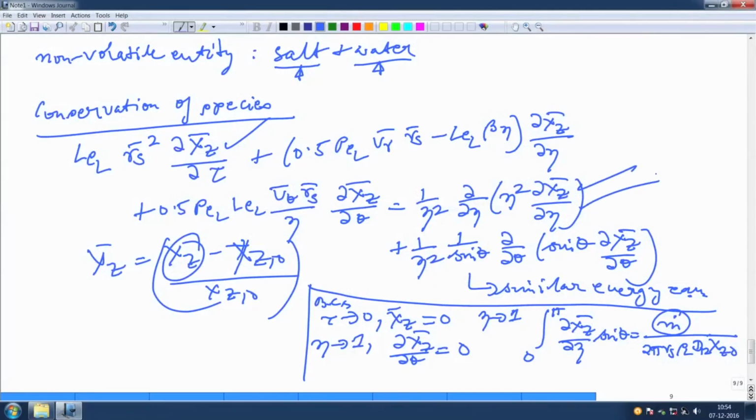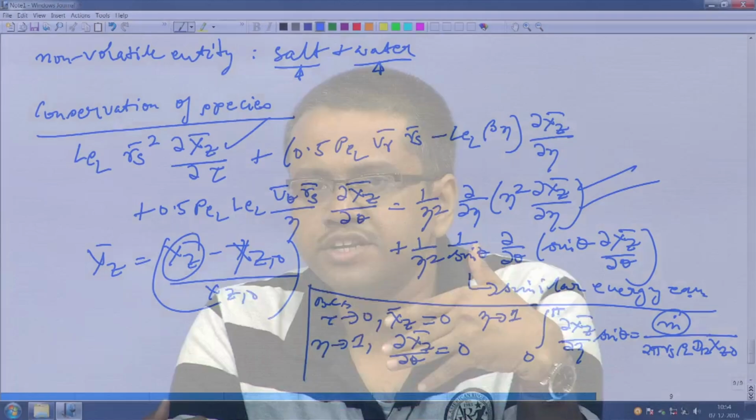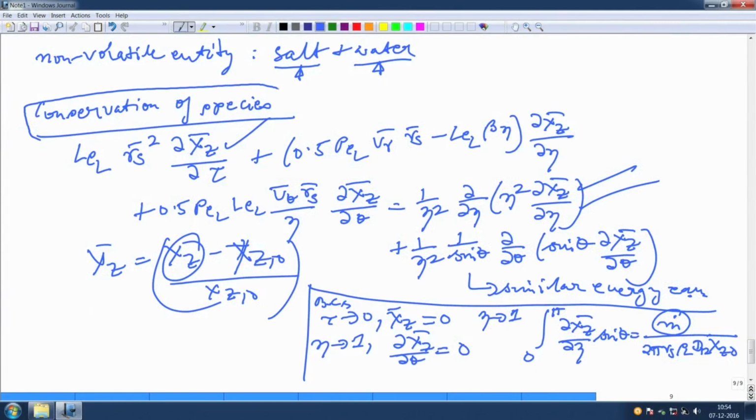So, these are the three boundary conditions, or initial condition and boundary condition, that are required to solve this equation, right. One initial condition and two boundary conditions are required, because of the nature of the equation. So, as you have solved the heat transfer, you can also solve this mass transfer. So, this is the conservation of species. For 2 species you can write this, right.